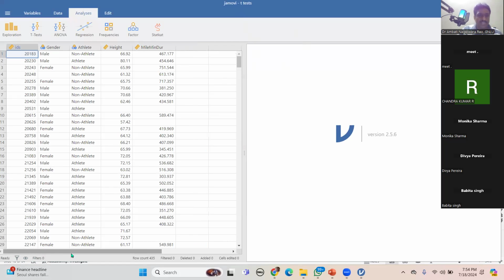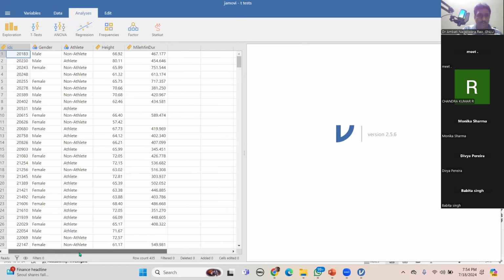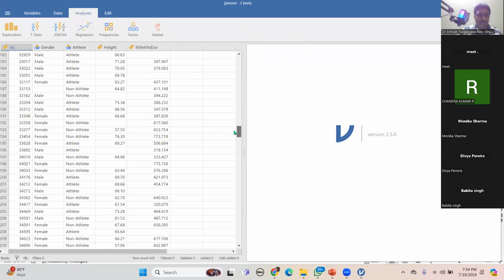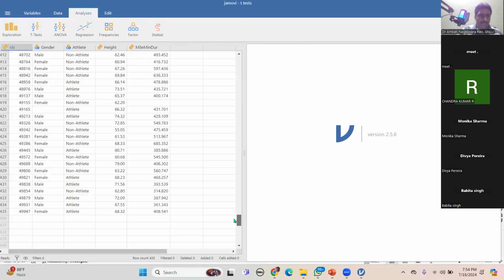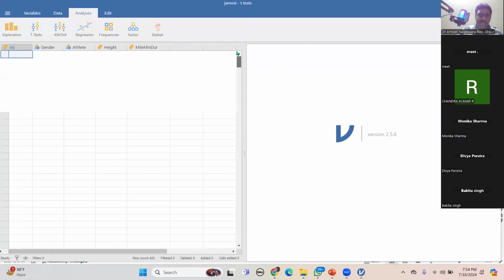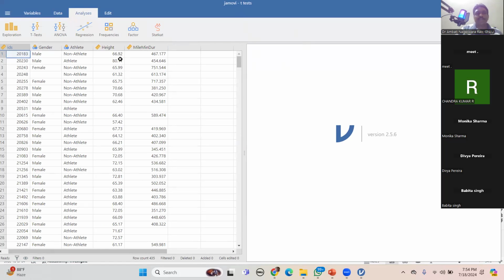Now in this particular data set, we have 5 variables: ID, gender, athlete, height, mile per minute duration. So we have data of nearly 435 responses, I can say that at least. We have a data set for the t-test.